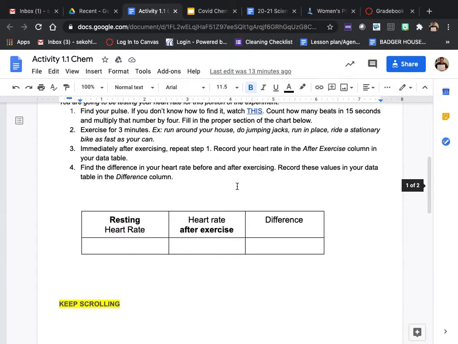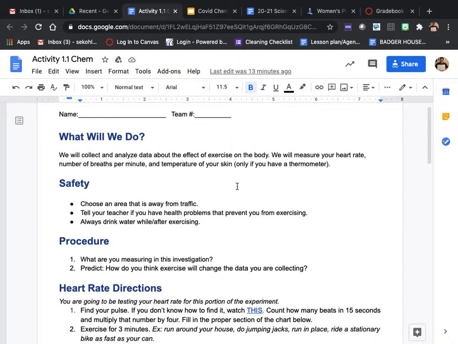Enjoy doing this lab. Please make sure that you are staying away from any high traffic areas, especially if you are going to be running or doing any other type of activity where you'll be close to the street. Have fun, and when we get back to class, we will discuss this and the questions that you answered while looking at the presentation.